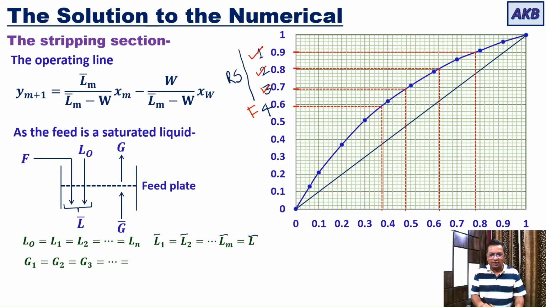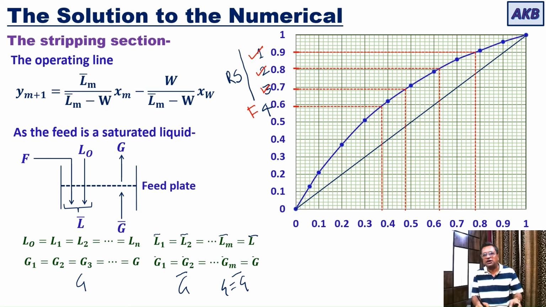The same is the case with the vapor phase. The vapor flow rate is the same for the rectifying section, and it is the same for the stripping section. But in this case, when the feed is saturated liquid, G will be equal to G bar. So if in general you denote vapor flow in the rectifying section by G and vapor flow in the stripping section by G bar, for this case, G is equal to G bar. I have discussed the types of feed and what happens when every type of feed enters on the feed plate, so please watch that video.